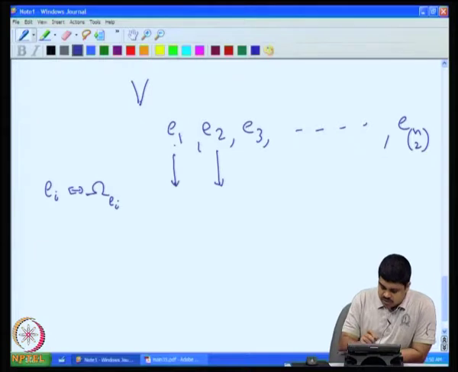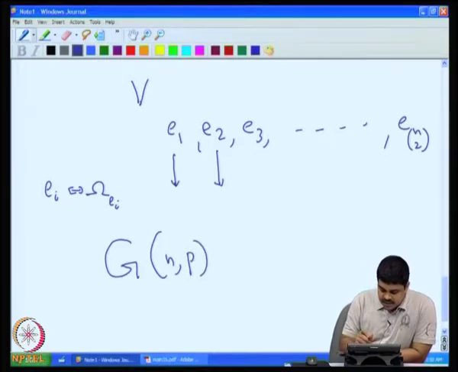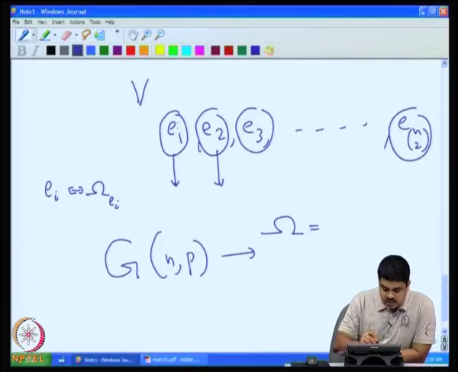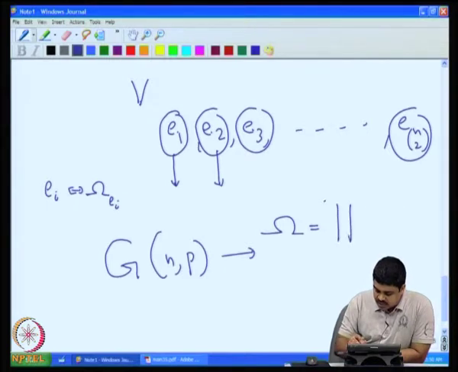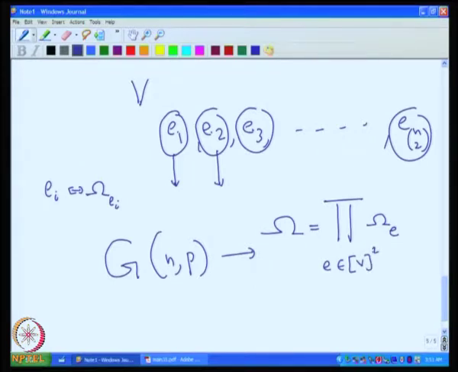Now, we will define a new probability space called G(n,p). Its sample space is essentially the Cartesian product of the sample spaces associated with each of these edges. The probability space corresponding to each edge has two outcomes, here two outcomes, here two outcomes. So, when I take the Cartesian product of all these small sample spaces, over the edges E in V choose 2, we get the sample space of G(n,p).